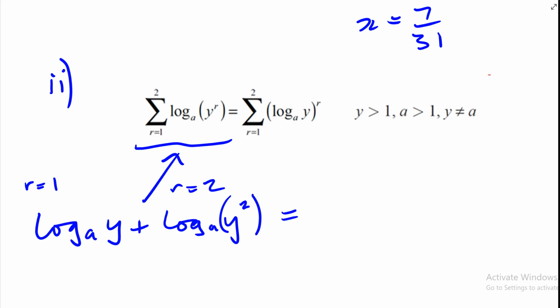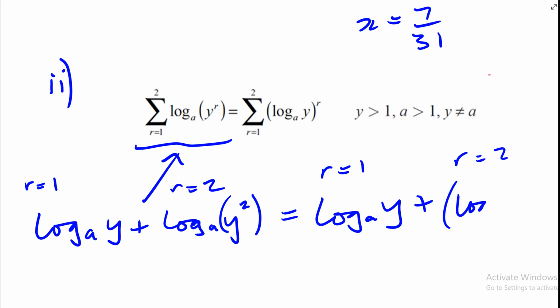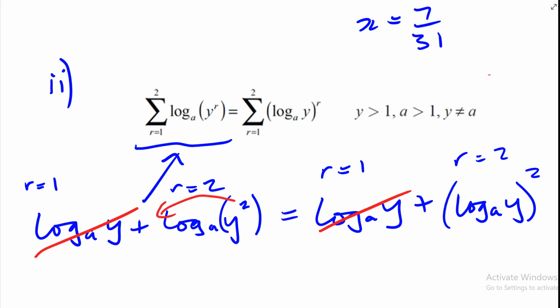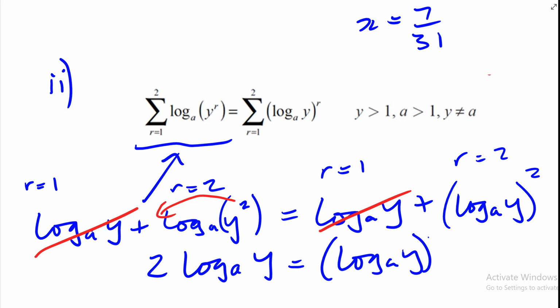And then on the right hand side, when we put r equals 1 in, we're going to get log a of y, which is similar. Well, it's the same as what we got on the left hand side. When r equals 2, this is going to be different though. This is log of y to the base a all squared, not just the y squared. So this will cancel with this, but the other two things are different. If we just move that to the front there, this will be 2 log a of y equals, let's leave this as it is for now.